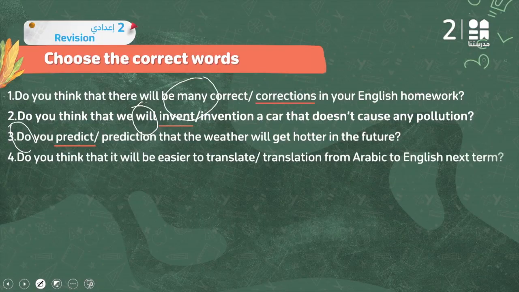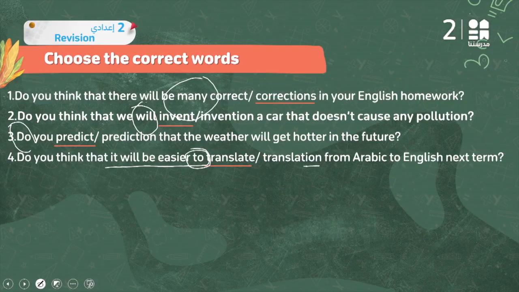Okay? Number 4. Do you think, هل تعتقد that it will be easier, هيكون من السهل, to translate or translation from Arabic to English next term? So what shall I use here? A noun, اسم, or a verb, فعل? Okay, here I said that it will be easier to. Again, circle to is the clue for you. To is sometimes followed by an infinitive verb. That's why I have to choose translate or translation. Definitely it's translate. Okay? And let me tell you a clue, أو خلوني أقول لكم على علامة مميزة تميز لكم هي ده verb ولا noun.